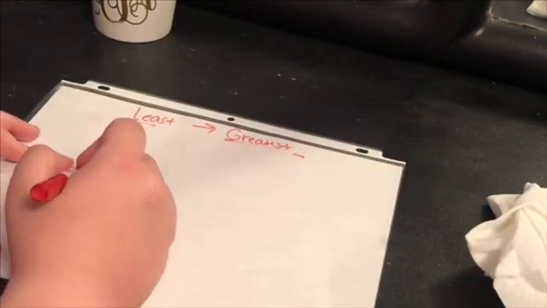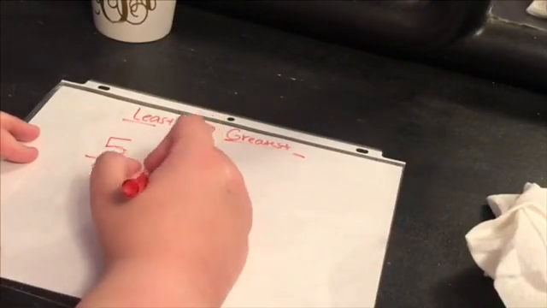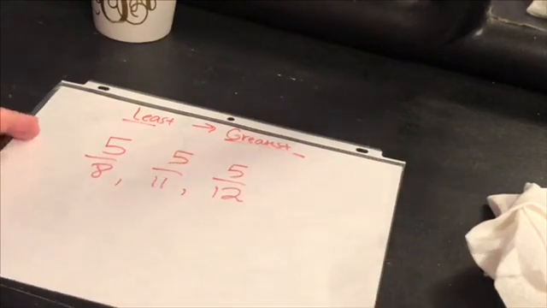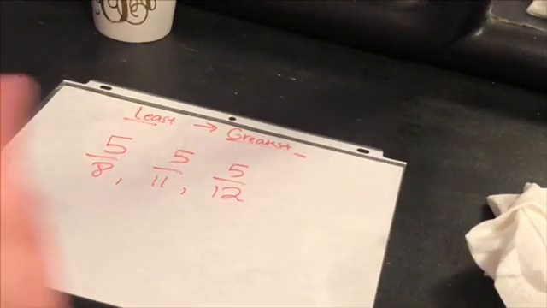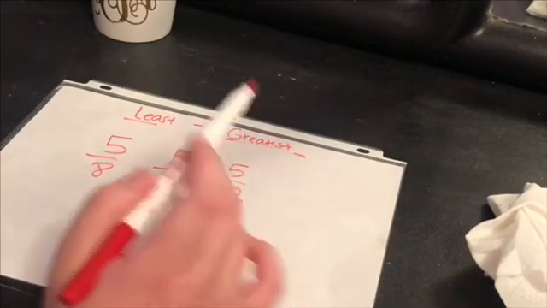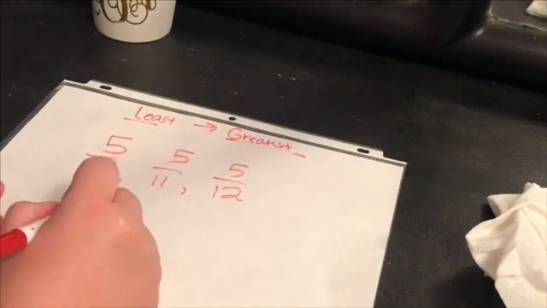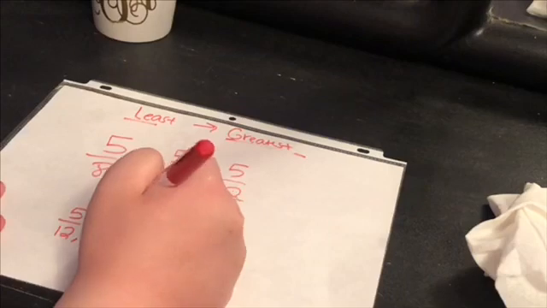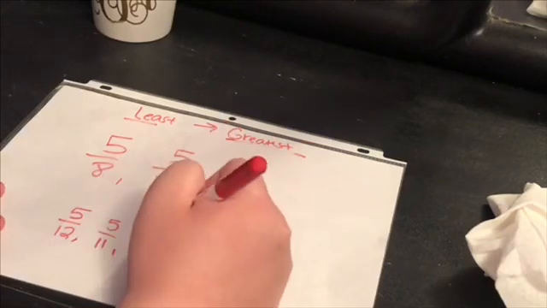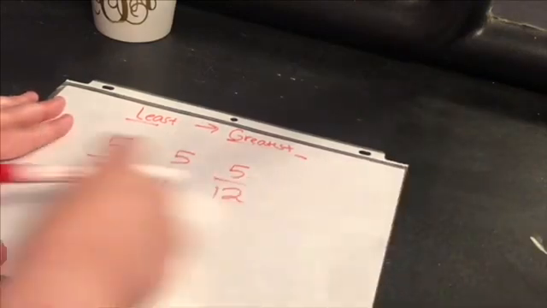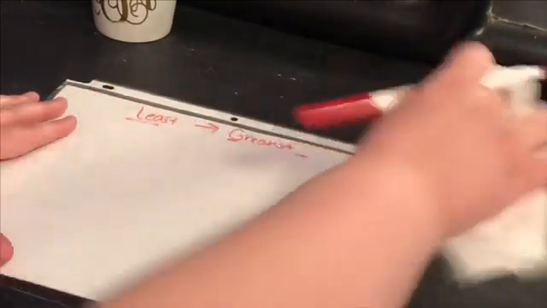Now another example, we'll do 5/8, 5/11, and 5/12. Well, the bigger the denominator, the smaller the fraction. So our biggest denominator is 12. So we'll do 5/12, 5/11, and then 5/8. Okay.